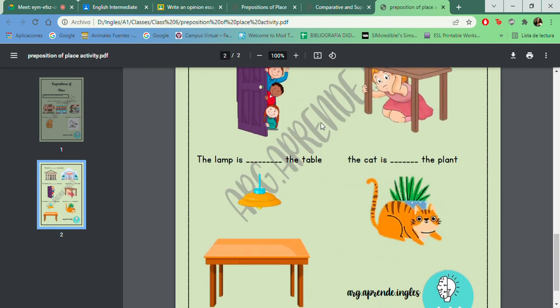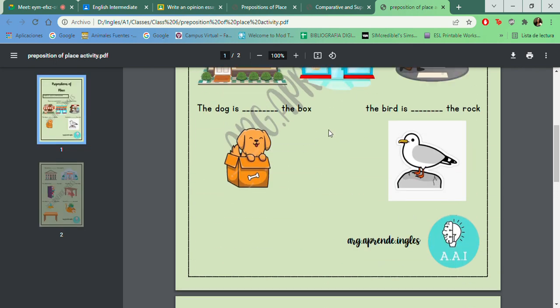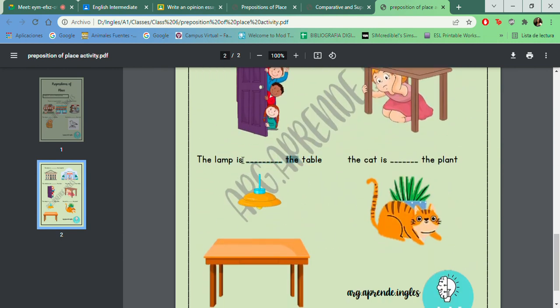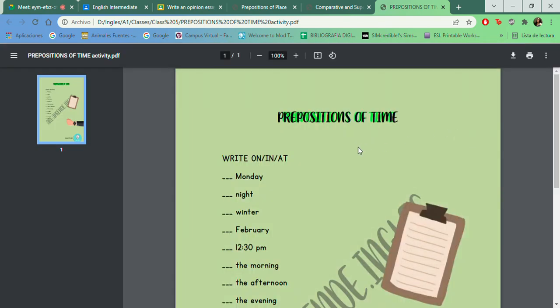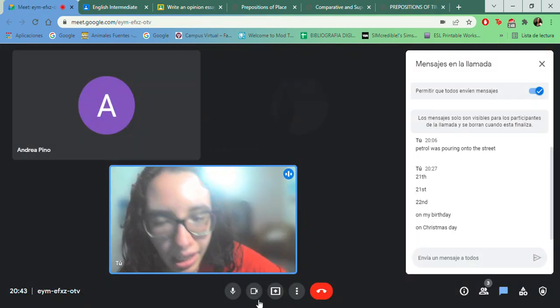Okay, for example, here this is prepositions of place, and here we have the plane. The lamp is above the table. Above the table. Very good. Sorry, I didn't want to share this at all. I got confused. These are prepositions of place, not of time. Well, we can practice with this and then a little bit harder.